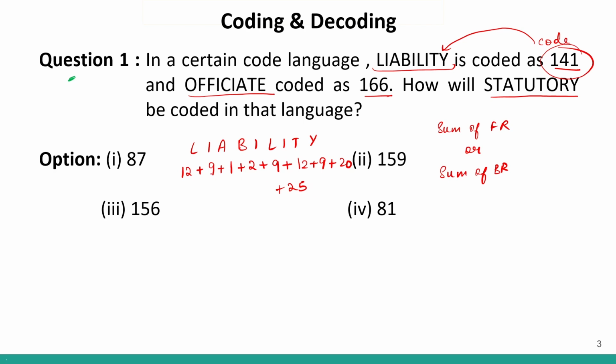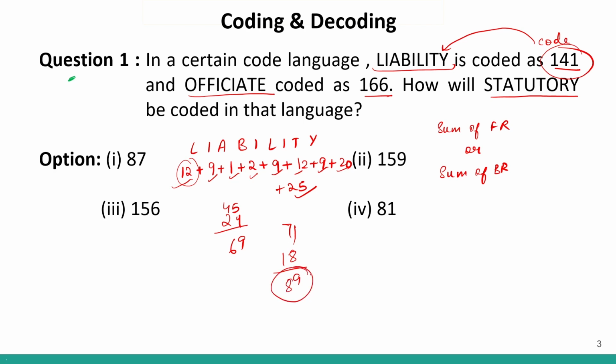So let us find the sum. We have 12, correct? Or 9 plus 1 gives us 10, correct? And we have 20, so this will be 30. And then we have 25, so this will be 45. Then we have 12 plus 12, that means 24. So I'll get 69, correct? I am remaining with 2, so 71 and then 18. So the sum of the forward ranks is 89.